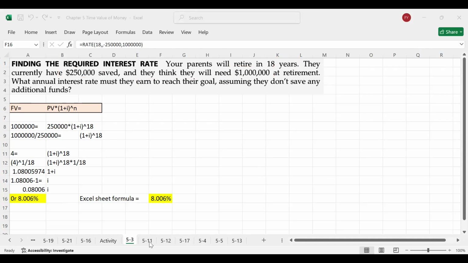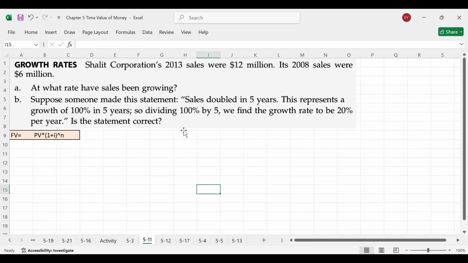Now moving toward 5-11, the company's 2013 sales were 12 million, whereas the company's 2008 sales were 6 million. At what rate have sales been growing? So the growth rate is required. We can calculate it via the same formula, future value or present value.